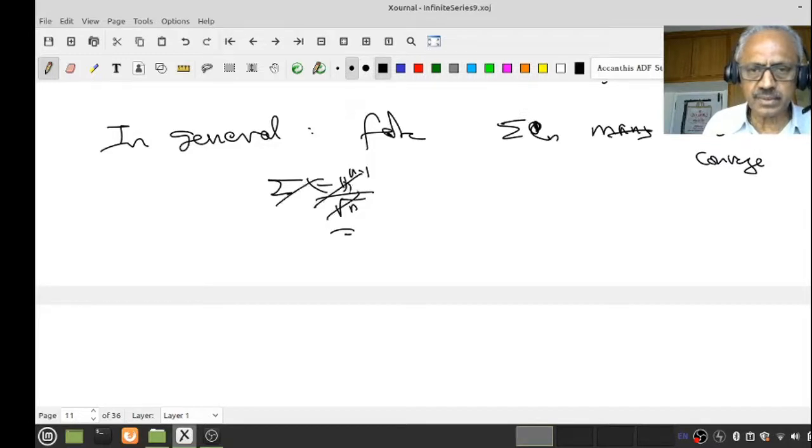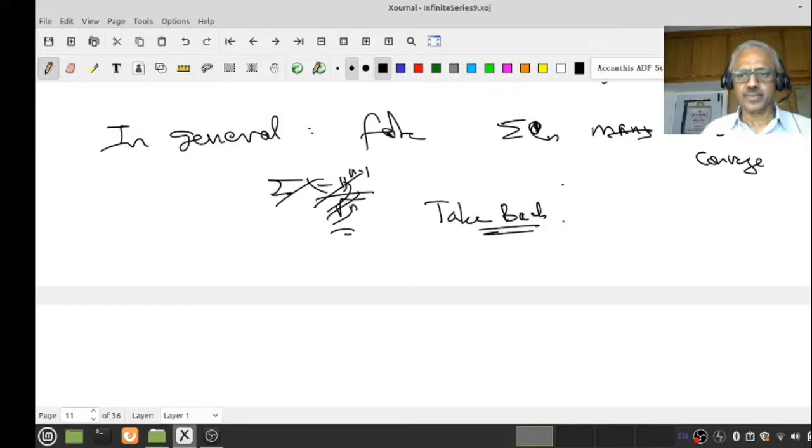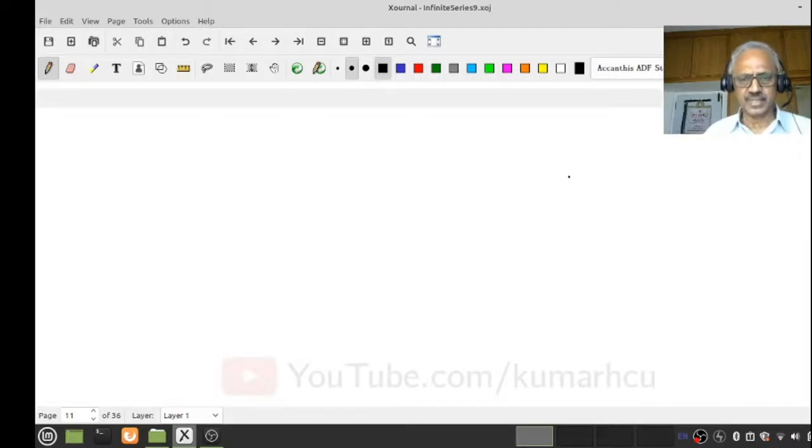That's not the thing. I'm sorry, I take back. Let's not worry about it. In general, it may not converge. Leave it at that. I cannot immediately think of a counterexample, but that's not important. But the theorem I want to prove is the following.